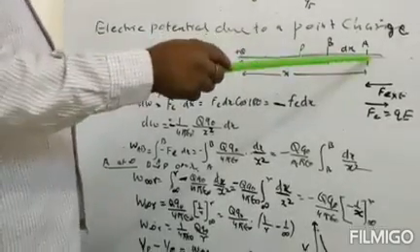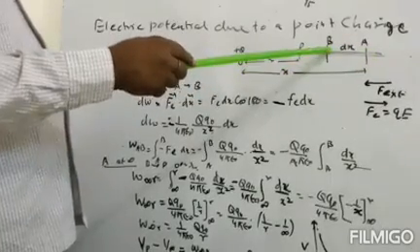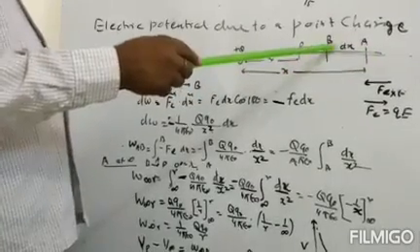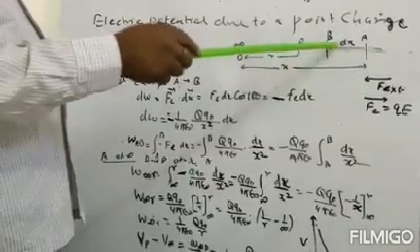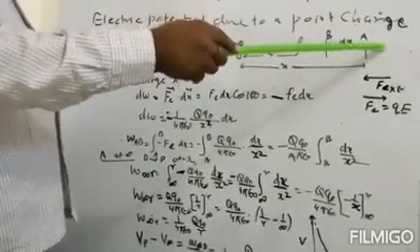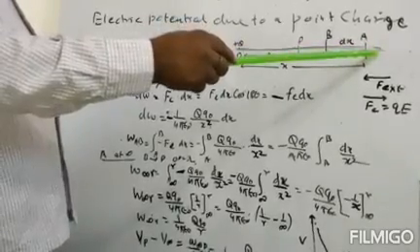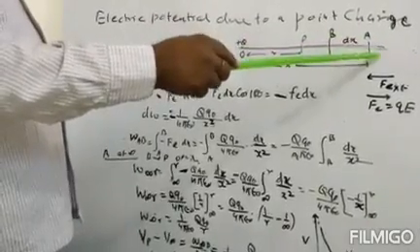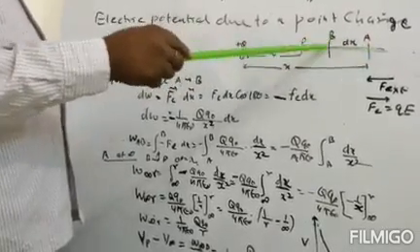So if we want to bring the charge Q0 from A to B, there will be a repulsive force, because Q is positive and Q0 is positive. So an external force, or an external agent, is necessary to bring the charge from A to B.